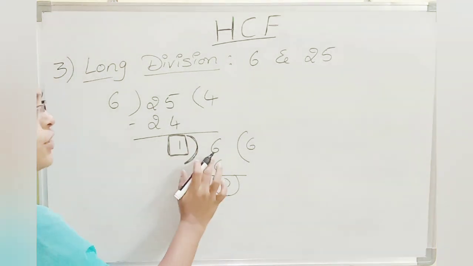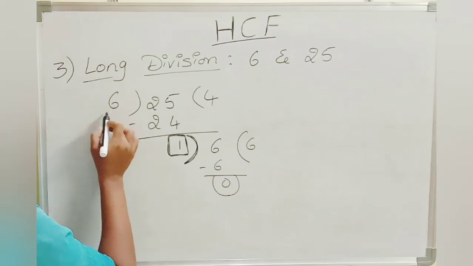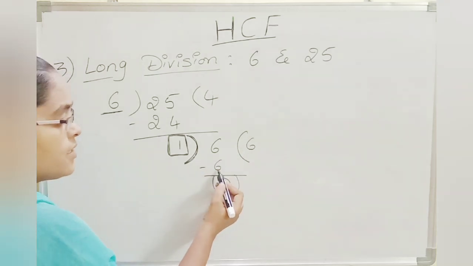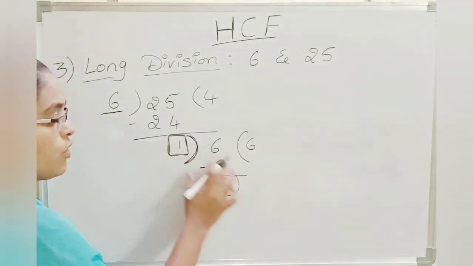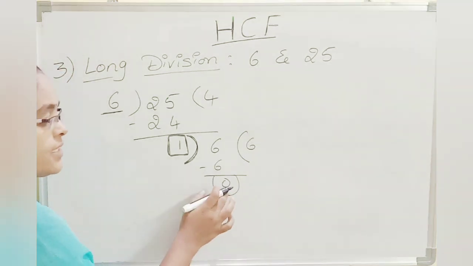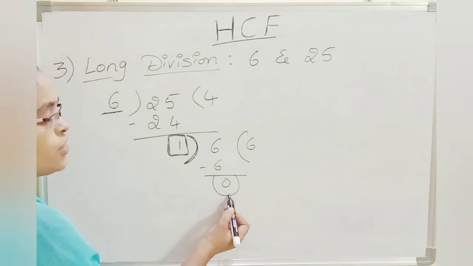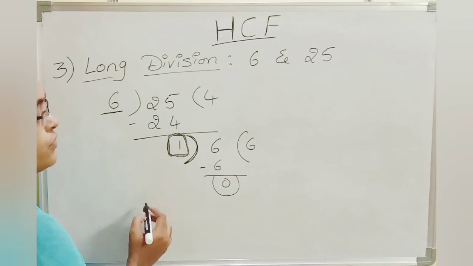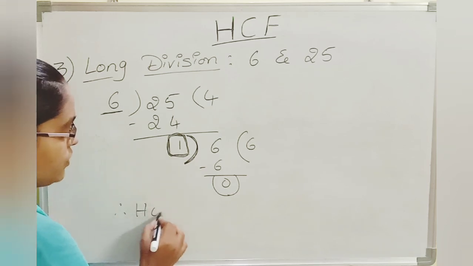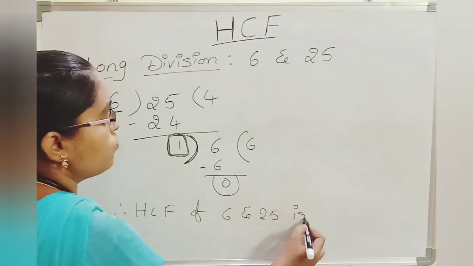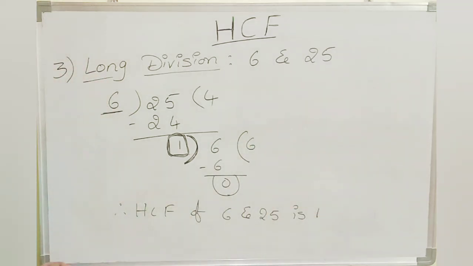Now this remainder becomes the divisor for the second step. Which number are we going to divide here? Whatever was the divisor in the first step, that number we are going to divide here. So 1 6s are 6, remainder 0. We continue this process until we get the remainder as 0. In the step where we get remainder 0, whatever is the divisor, that is our HCF. So the HCF of 6 and 25 is 1. Like this we find the HCF by using the long division method.